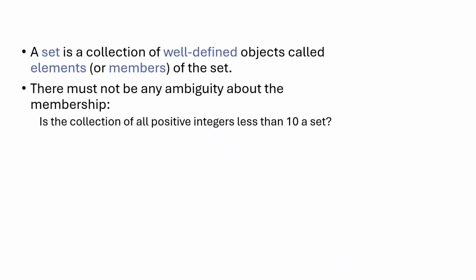First question. If we consider the collection of all positive integers that are less than 10, is that a set? If you think about it, there is no ambiguity about the membership here. The elements are going to be 1, 2, 3, 4, 5, 6, 7, 8, 9, and everyone agrees on that. Because there is no ambiguity, because it's well defined, this will be considered a set. On the other hand, if we consider the collection of all delicious food, you can see that here there is ambiguity about which food is or is not delicious. It's subjective, and because of that, this is not considered a set.